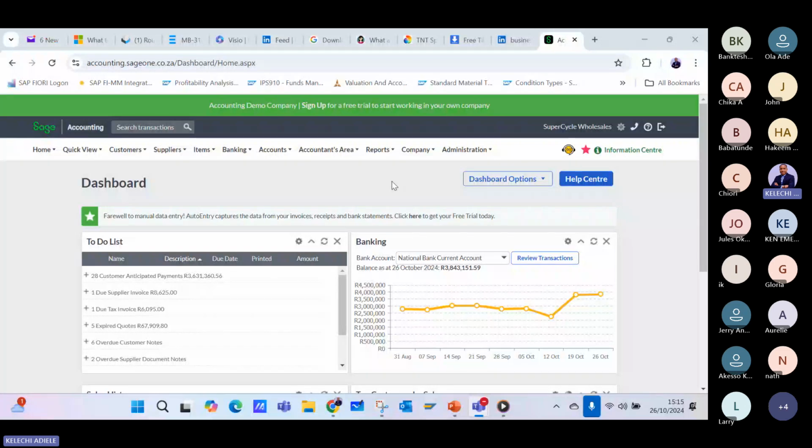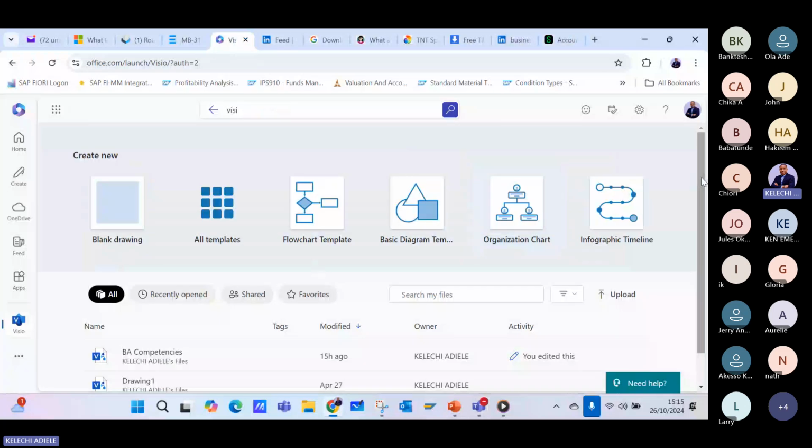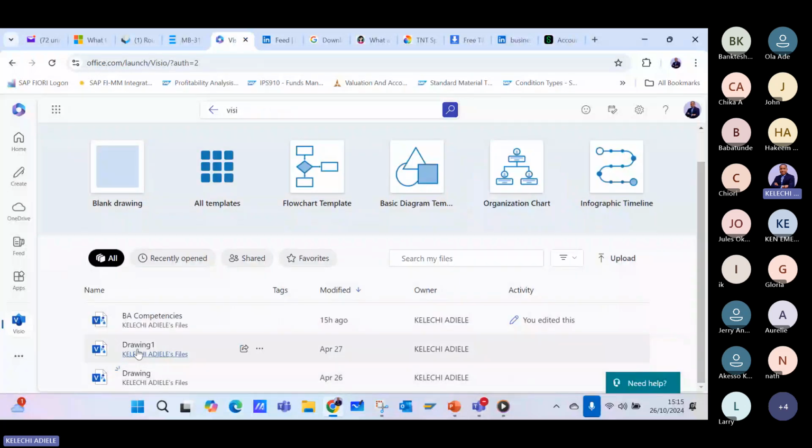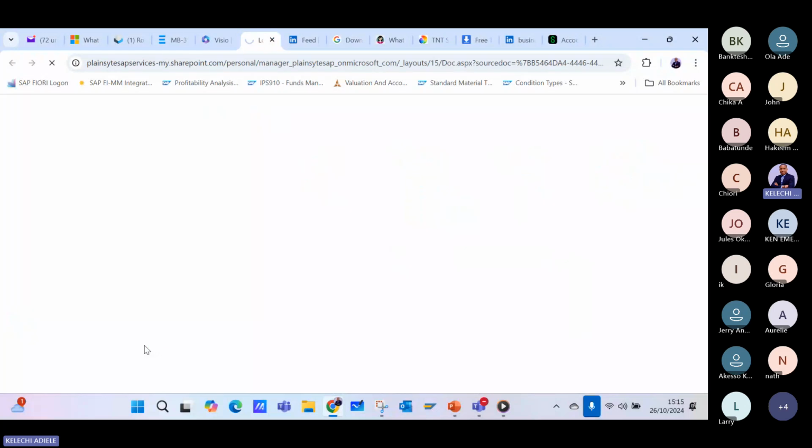You need to be able to map processes. If I open my Visio, for example, you need to be able to tell me end to end, and the process we map is end to end. So if I open, let me see, I'm not sure there's anything here. Let me check. So this is an example of Visio.